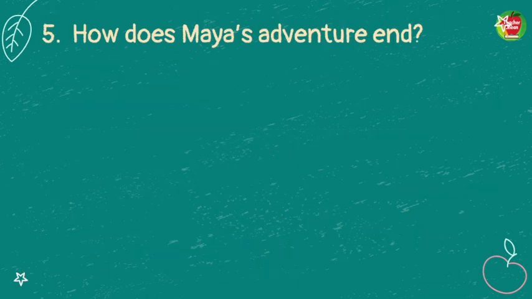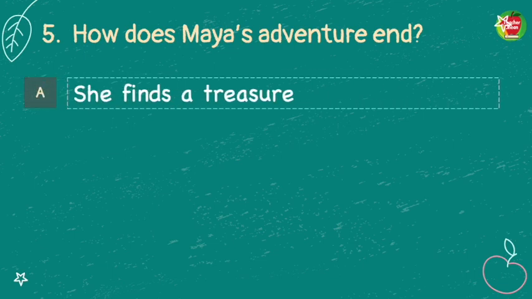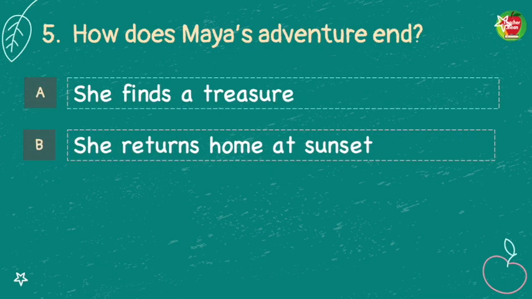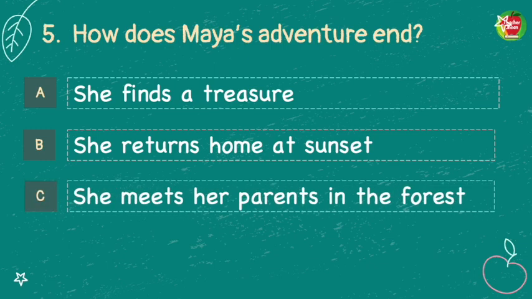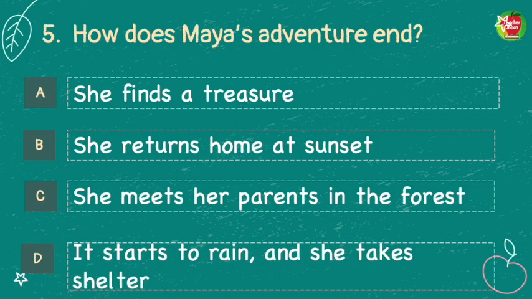Number 5. How does Maya's adventure end? A. She finds a treasure. B. She returns home at sunset. C. She meets her parents in the forest. Or D. It starts to rain and she takes shelter. Here are the answers.